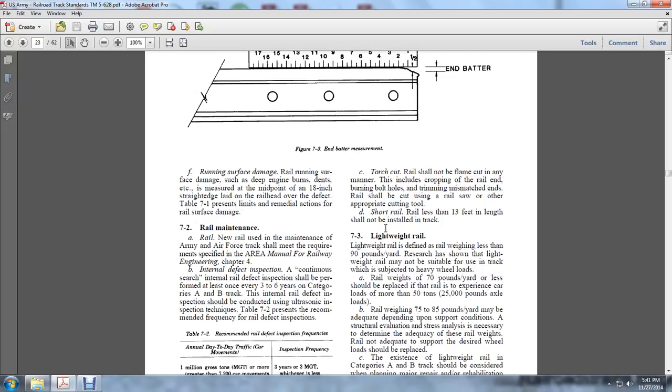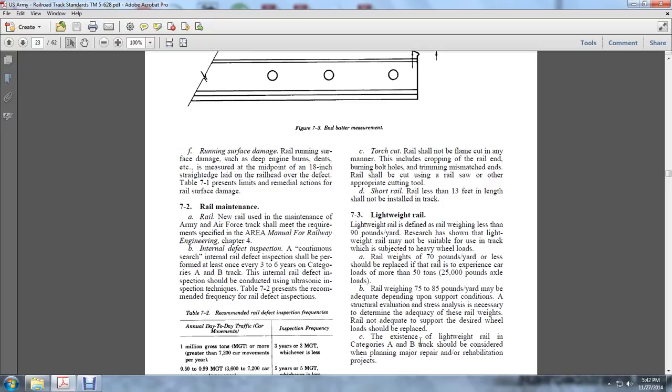Research has shown that the light weight of the rail may not be suitable for use in track subjected to heavy wheel loads. Rail weights of 70 pounds per yard and less should be replaced in the track that experiences loads of more than 50 tons, or 2,500 pounds per axle. Rail of 75 to 85 pounds per yard may be adequate depending upon the support conditions, and elevation, stress, and analysis are necessary to determine the adequacy of the rail weight. Rail not adequate to support the desired wheel loads should be replaced.